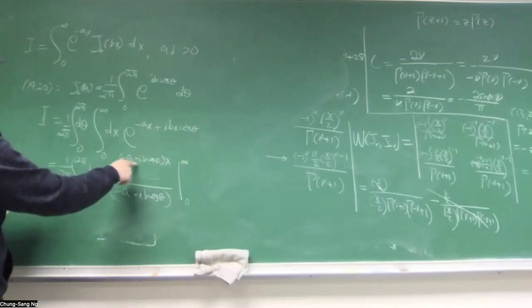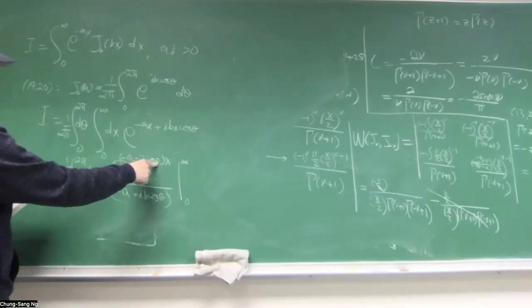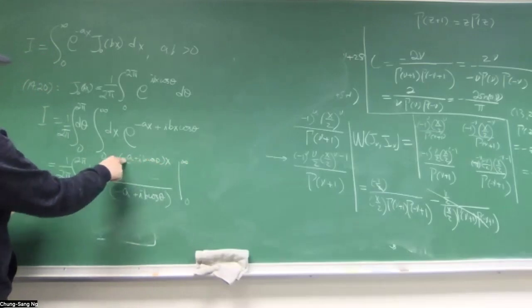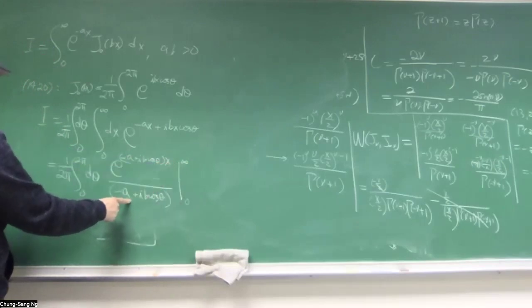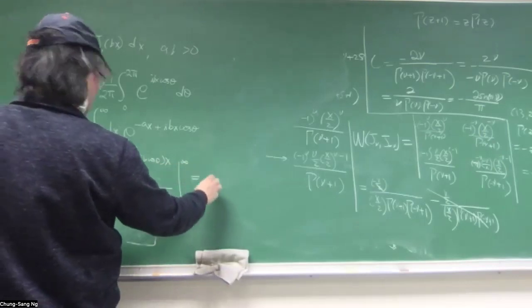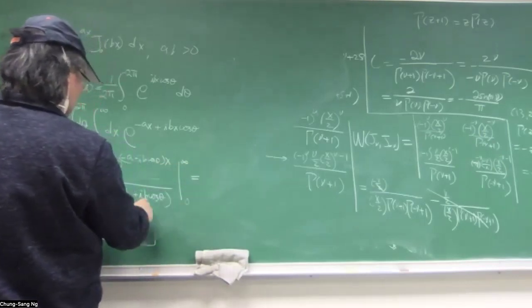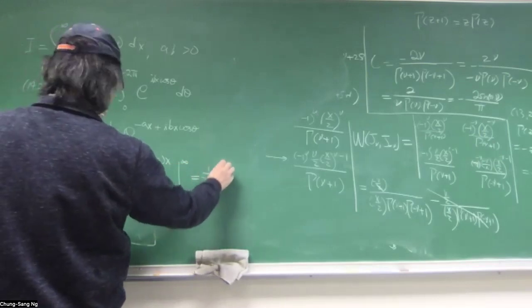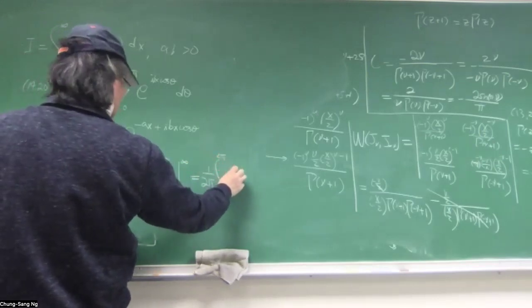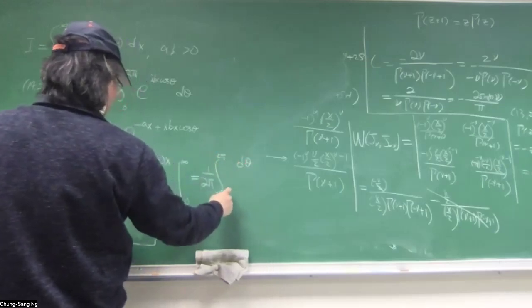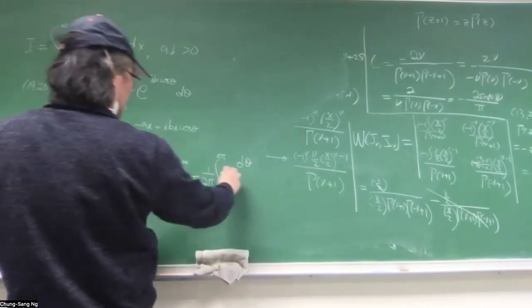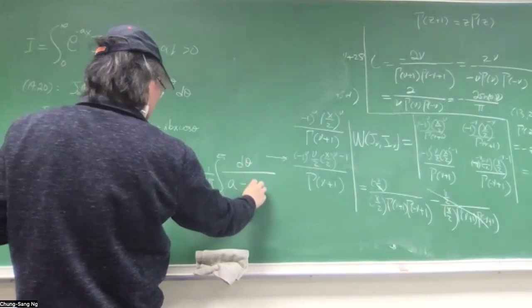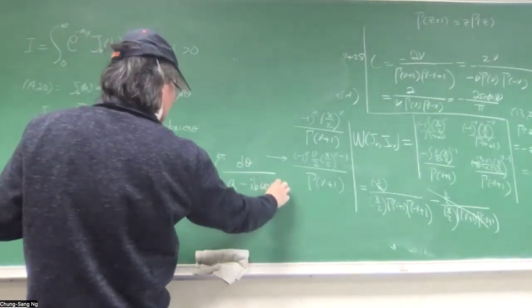And at infinity, supposedly, the a term will kill it. This is the oscillating term, so that doesn't matter. Minus a at infinity will kill the upper limit. The lower limit will be, so you have, this is the lower limit. There's a negative sign. At the lower limit x is 0, so the exponential function is 1. So that is a minus b. That's not good.